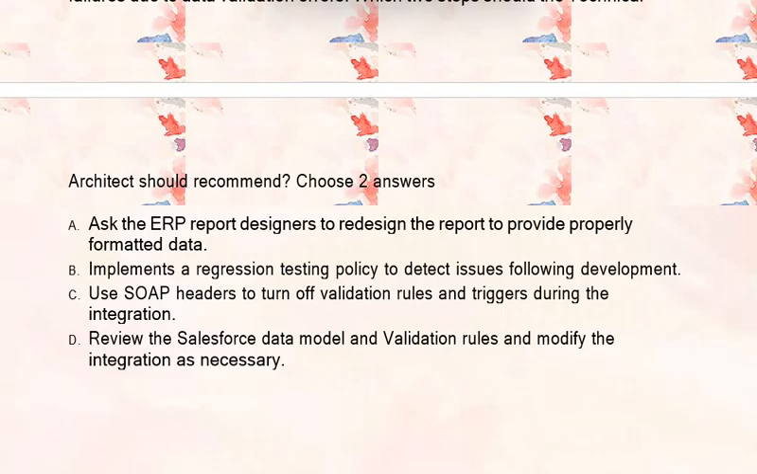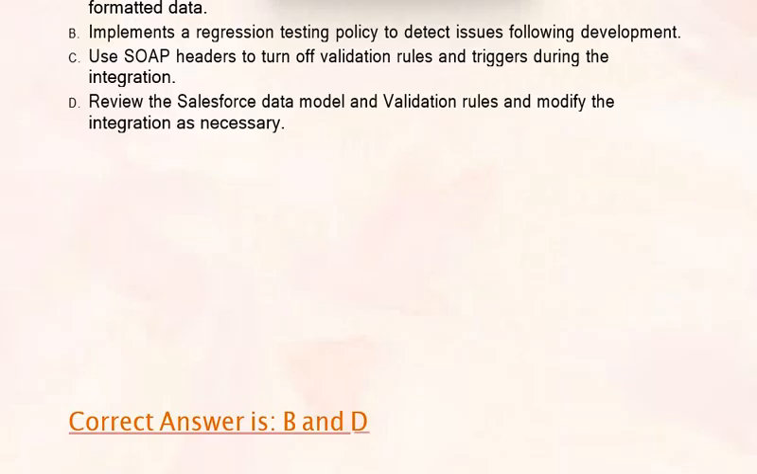Option A: Ask the ERP report designers to redesign the report to provide properly formatted data. Option B: Implement a regression testing policy to detect issues following development. Option C: Use SOAP headers to turn off validation rules and triggers during the integration. Option D: Review the Salesforce data model and validation rules and modify the integration as necessary. Correct answer is option B and option D.